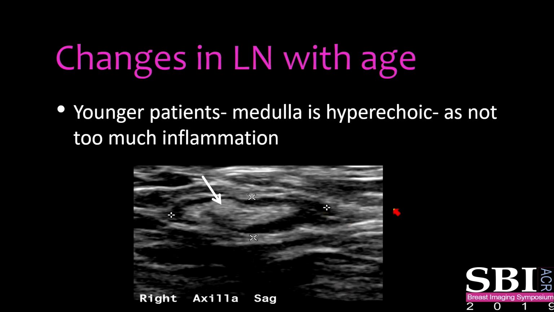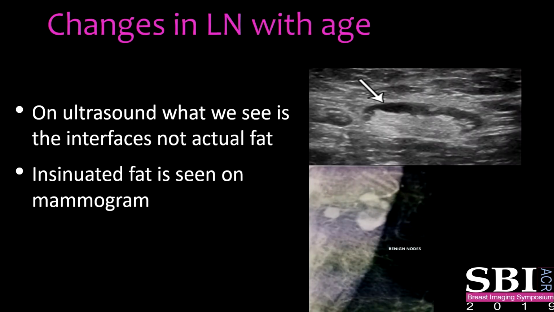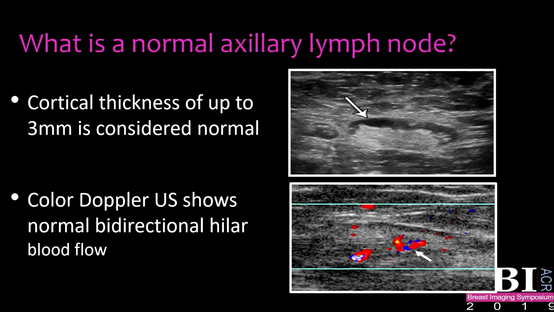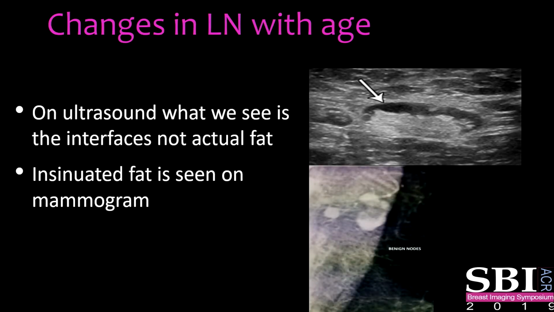Now, when patients are young, there is not that much inflammation or infection, and so the medulla remains hyperechoic. What we see on ultrasound is really the interfaces and not the actual fat. I'm not sure why this is just auto-forwarding. Anyway, what we see on the ultrasound is really the interfaces and not the actual fat. But we can actually see the fat on mammography pretty well.